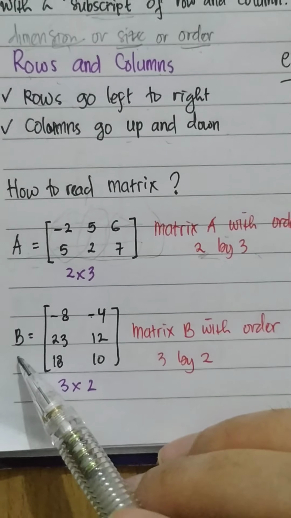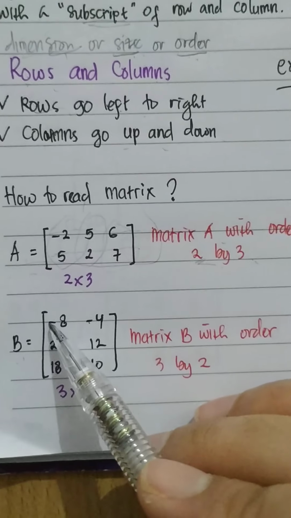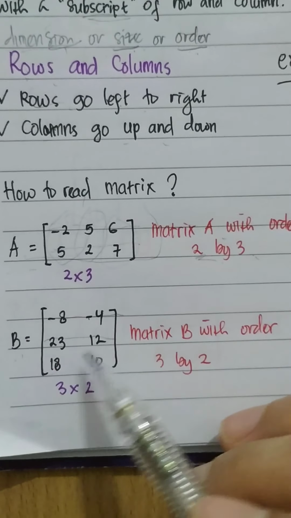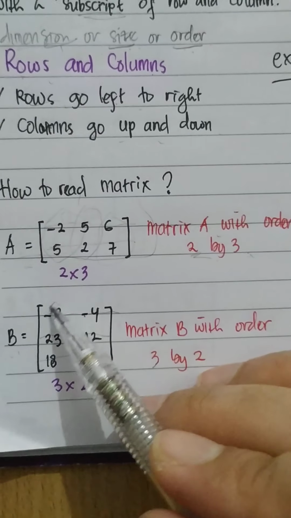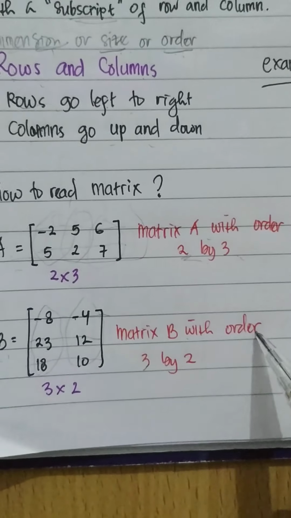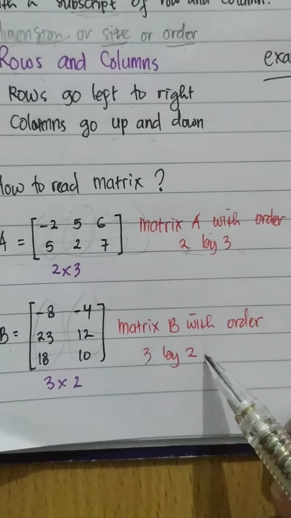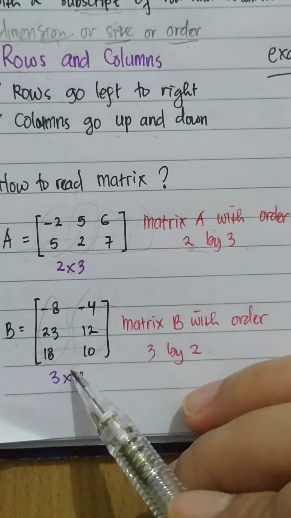How about part B? There's matrix B here. How many rows? 1, 2, 3. 3, and then the columns are 1 and 2. So matrix B with order 3 by 2. You can write the order below the matrix like this.